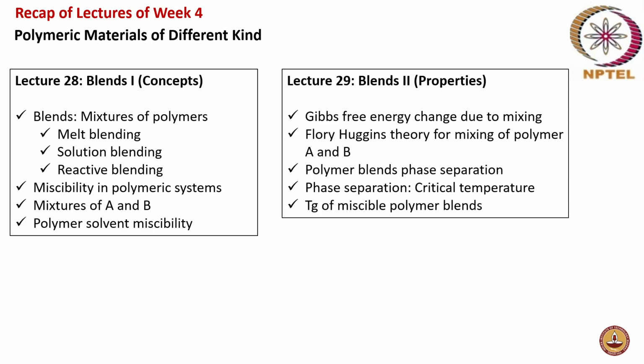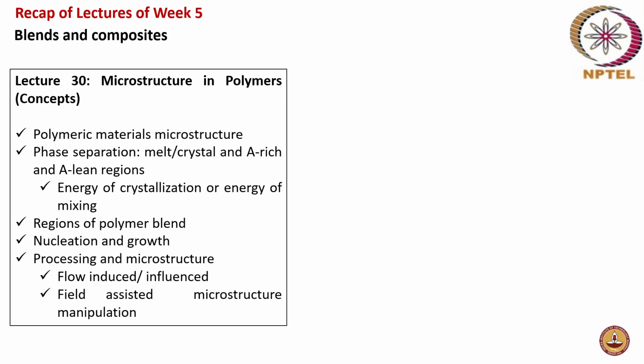So blends means mixtures of polymers, right? You have melt blending, solution blending, reactive blending. What are the methodologies you can use? And then miscibility in polymeric systems. Polymer solvent miscibility was discussed, and then there was discussion on Gibbs free energy change due to mixing. Flory-Huggins theory was discussed. Polymer blends, phase separation, right, and the critical temperature and Tg of miscible polymer blends. So these were all discussed.